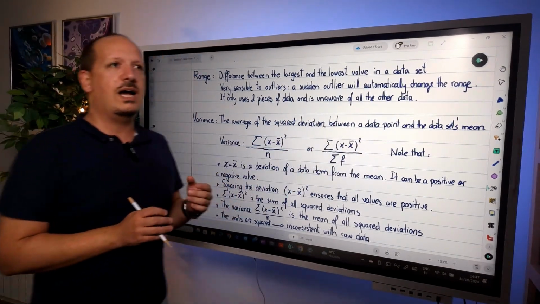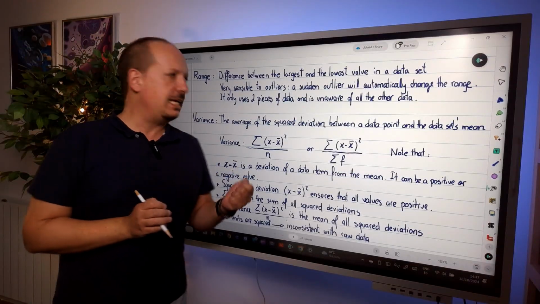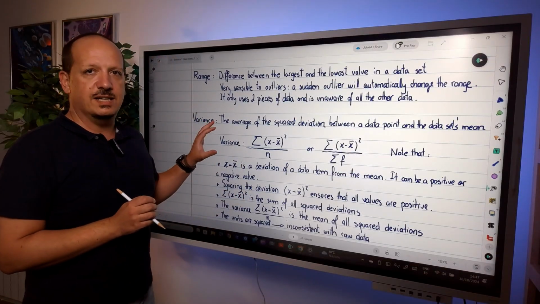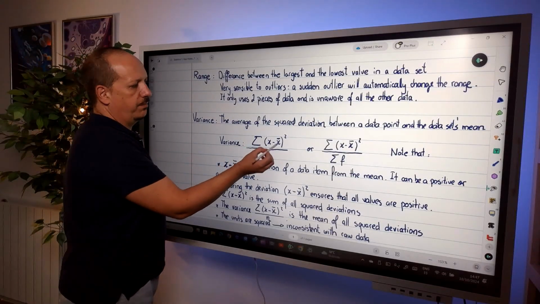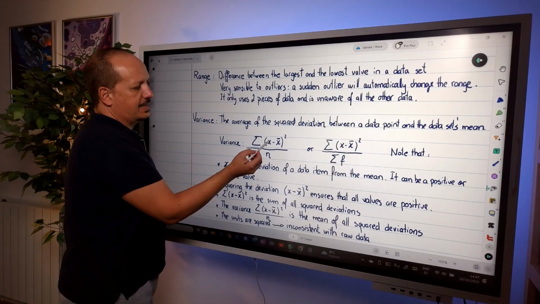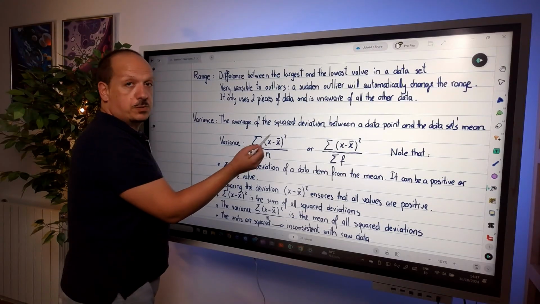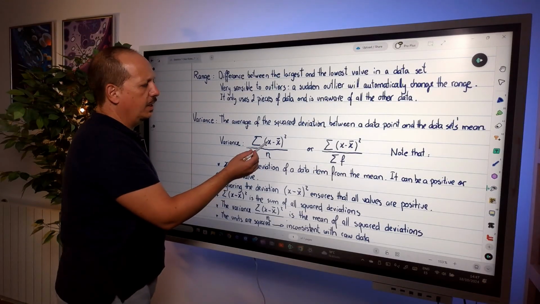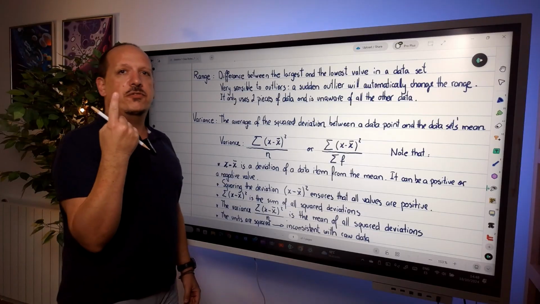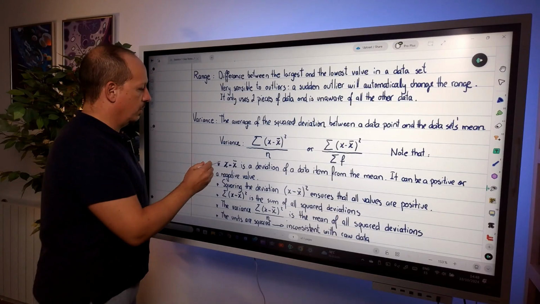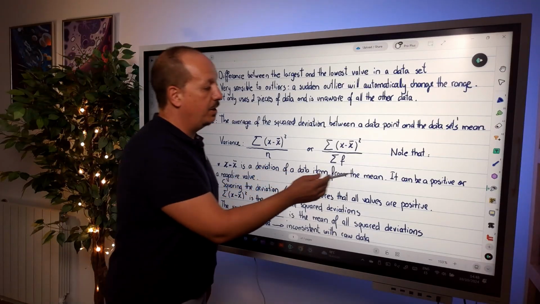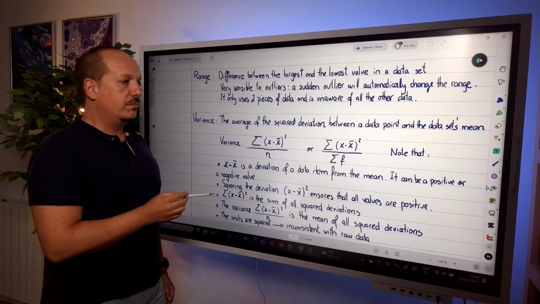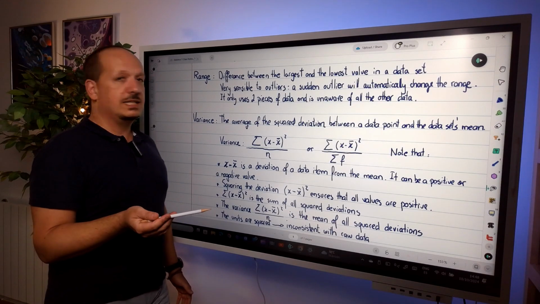But I want you to have a visceral understanding of what the variance is. So I want you to look at this, focusing on what you have over here. What is this? X minus X bar. X bar is the mean, and X is an individual data point. So X minus X bar is a deviation of a data item from the mean. It can be a positive or a negative value.